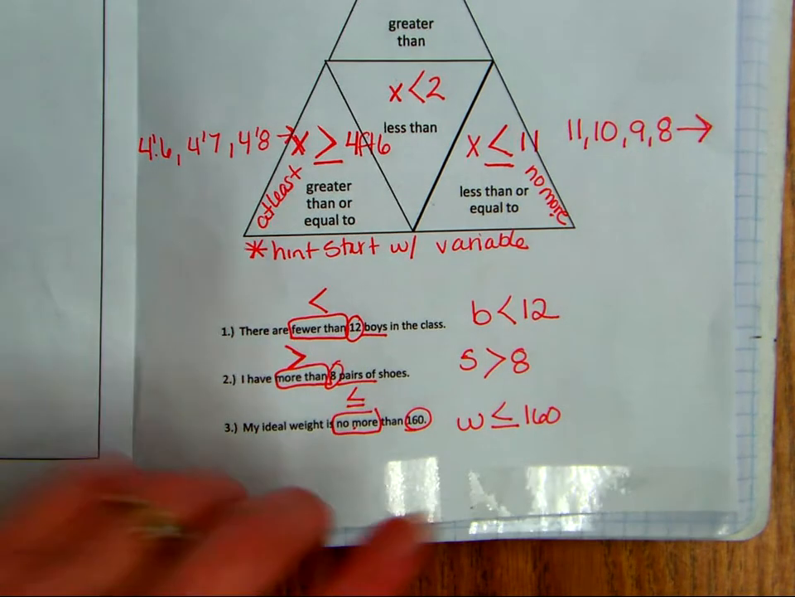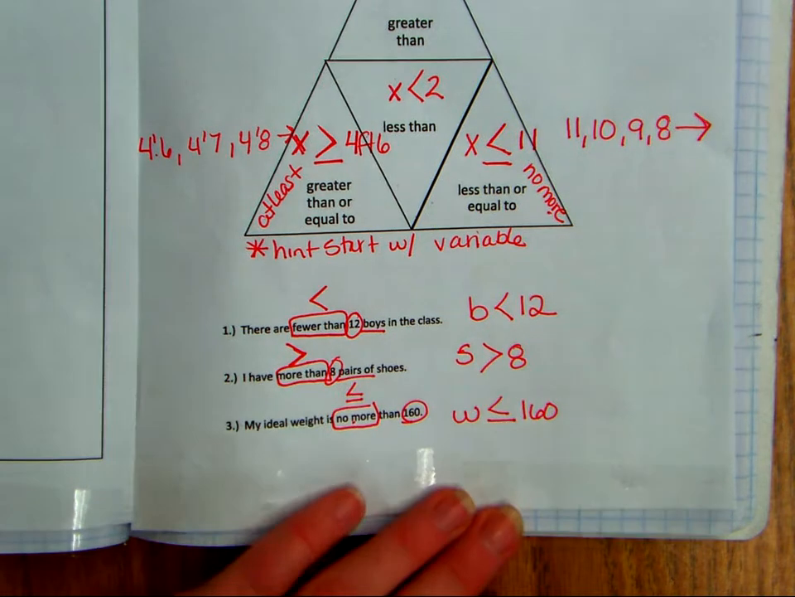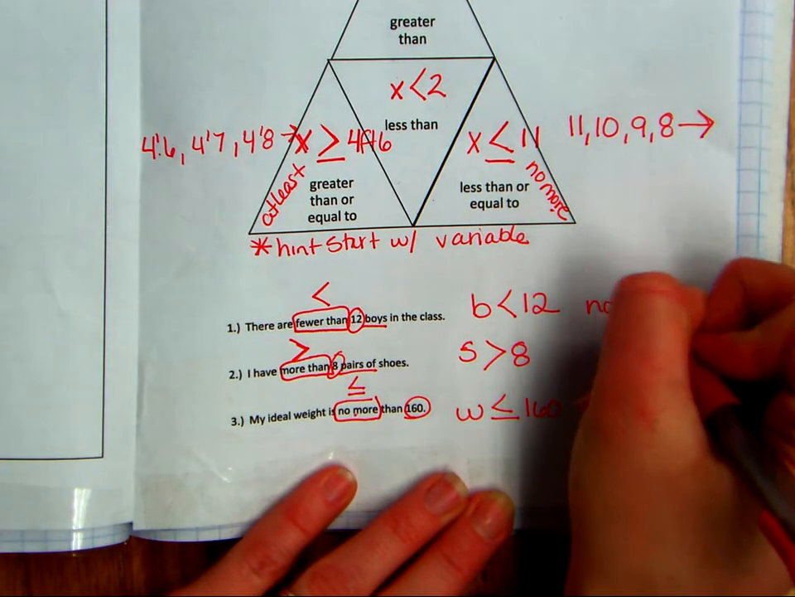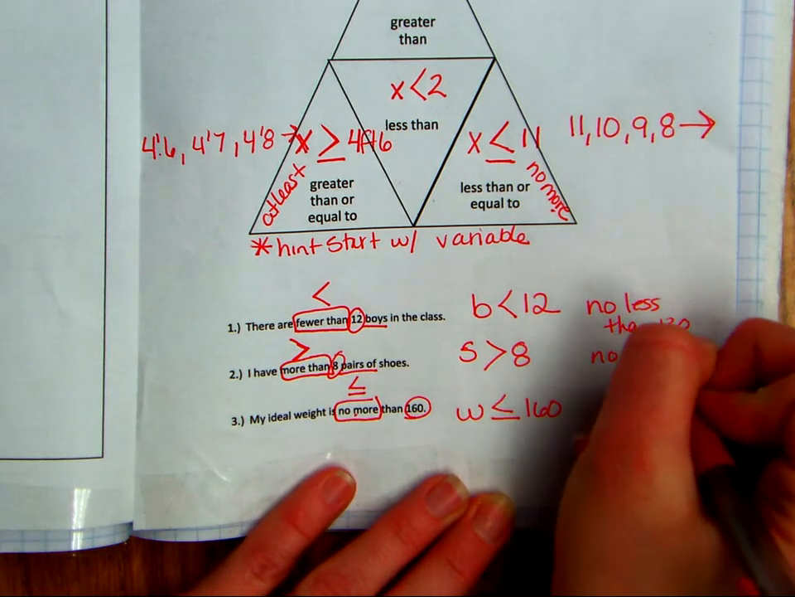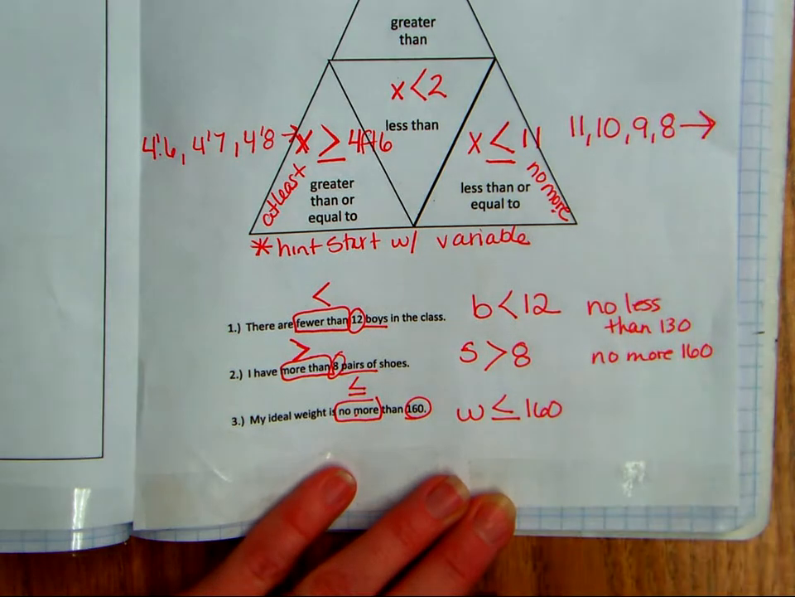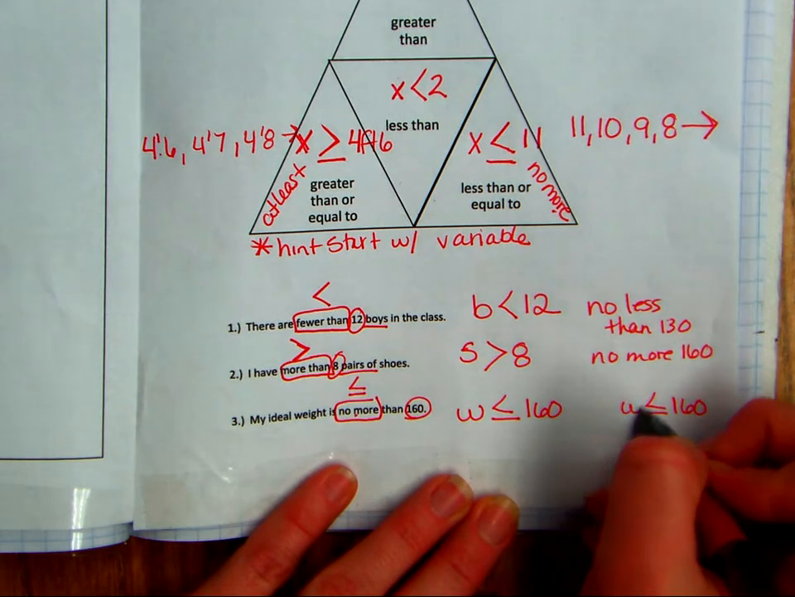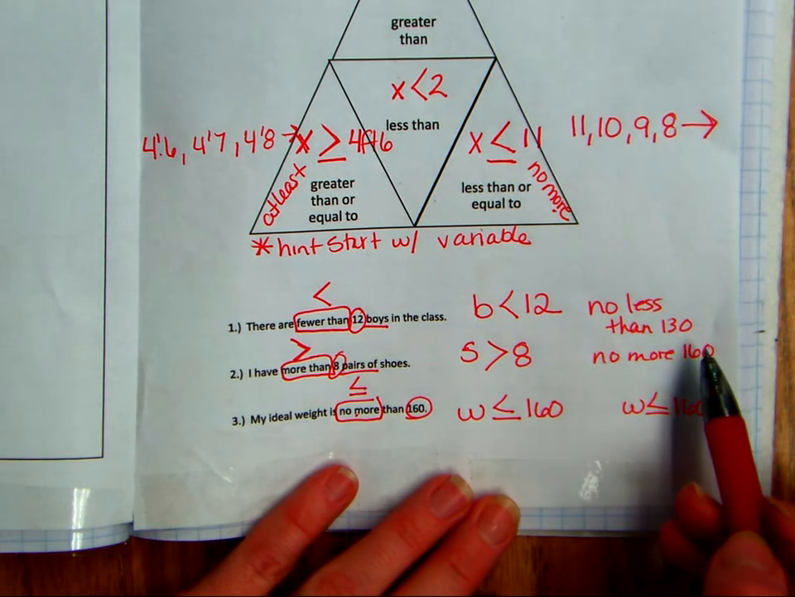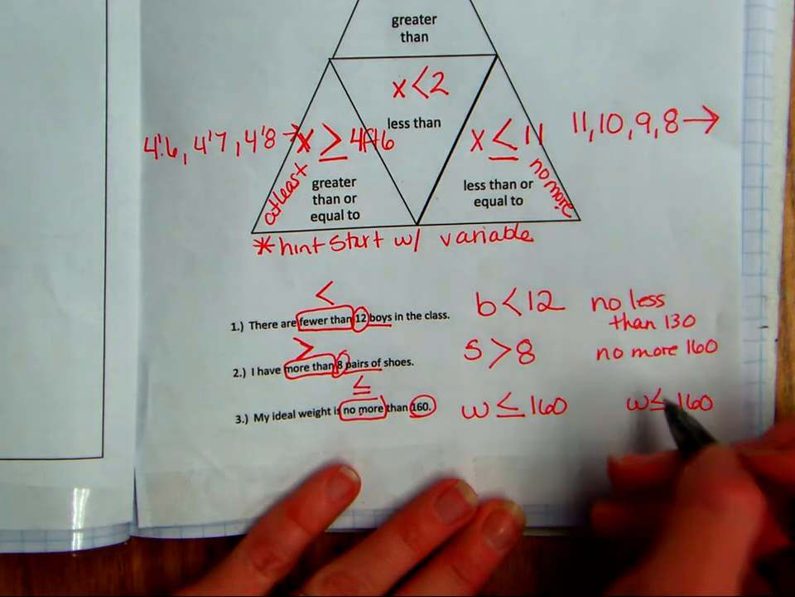Now, what's interesting about this one is, let's say your ideal weight is no less than 130, but no more than 160. So you can actually do equations where you say no less than 130, no more than 160. And you could say, okay, well, it's no more than 160. We already did that one. But it's also no less than 130. Well, no less is this one. It's at least 130.